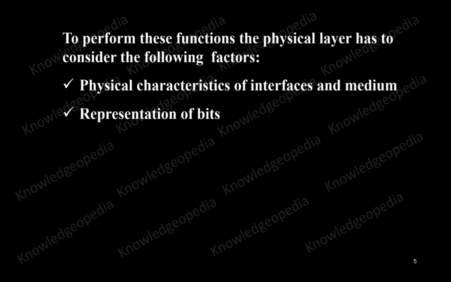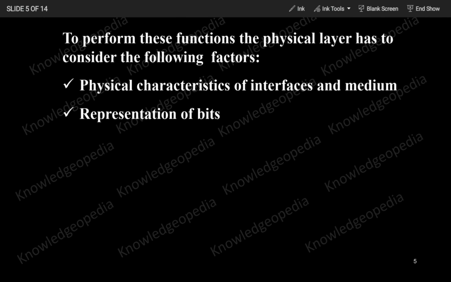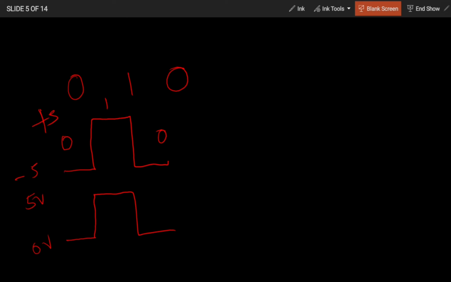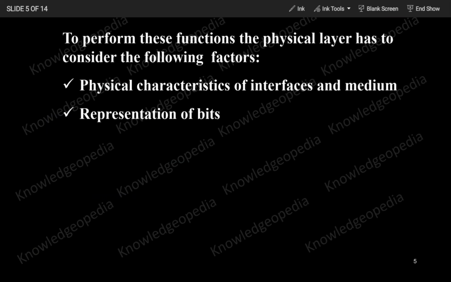The second is representation of bits. How do we represent these bits? Suppose we want to transmit 0, 1, 0. I can represent this as negative, positive, negative, so minus 5, plus 5, where plus 5 represents 1 and minus 5 represents 0. Another possibility is that I can represent it as 0 volt and 5 volt. So how do you represent this binary information? Whether we represent minus 5 plus 5, or 0 plus 5, or whatever way we want to, that is the representation of the bits.